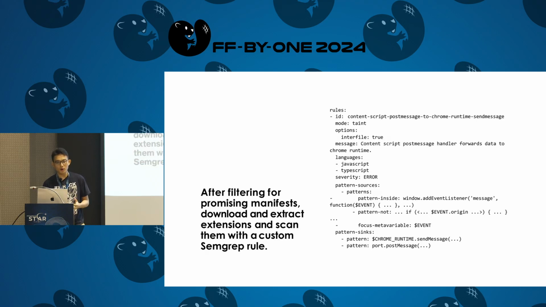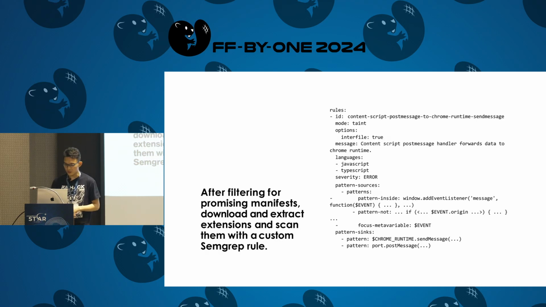After filtering for promising manifests, I would then download and extract the extensions and scan them with a custom Semgrep rule. Because remember, there are two other parts in this chain that you want to connect. The first part is the postMessage handler, and the second part is the sendNativeMessage function. This is something you can do very easily at scale with tools available these days. My favorite here was Semgrep. You can use taint sources and taint sinks, and then just do a standard taint analysis at scale across however many manifests you've filtered down.